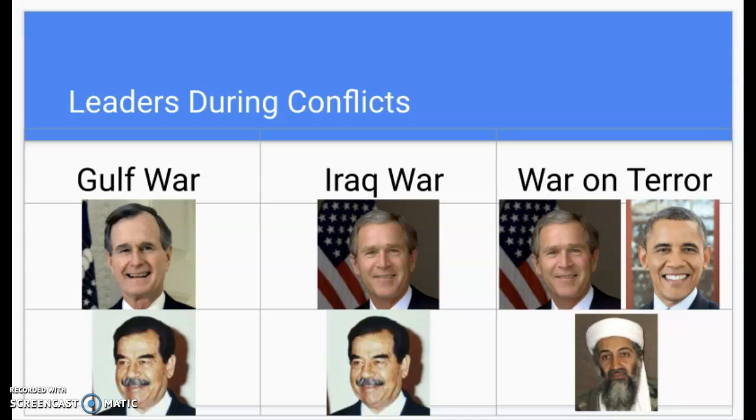During these conflicts, we had different leaders, both for the United States, which is top row, and for either Al-Qaeda or Iraq, depending on who you are looking at. This is President George Bush Sr., President George Bush Jr., and President Barack Obama. As you might recognize this guy the most, this is Saddam Hussein, and this is Osama bin Laden. Depending on what war you're looking at, there is a different leader during each conflict.